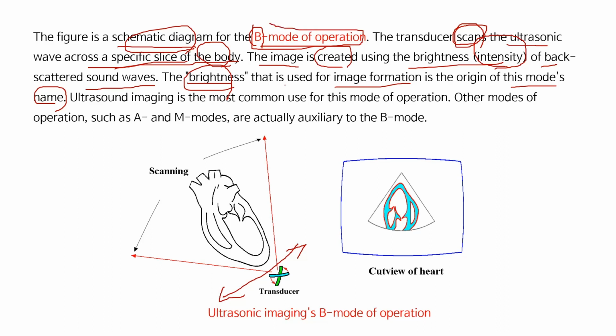Ultrasound imaging is the most common use for this mode of operation. Other modes of operation such as A and M modes are actually auxiliary to the B mode.